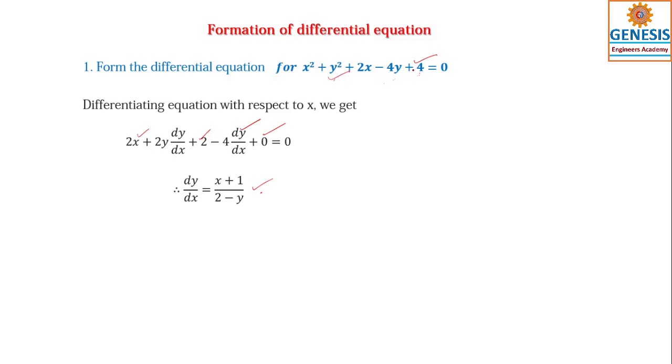This constant value is unknown to us. If the constant value is not known, then we call it a general solution. If the constant value is found and substituted in that equation, we call that a particular solution. So at a particular value, what is the equation of that? This is the general solution, and that is a particular solution for this differential equation.